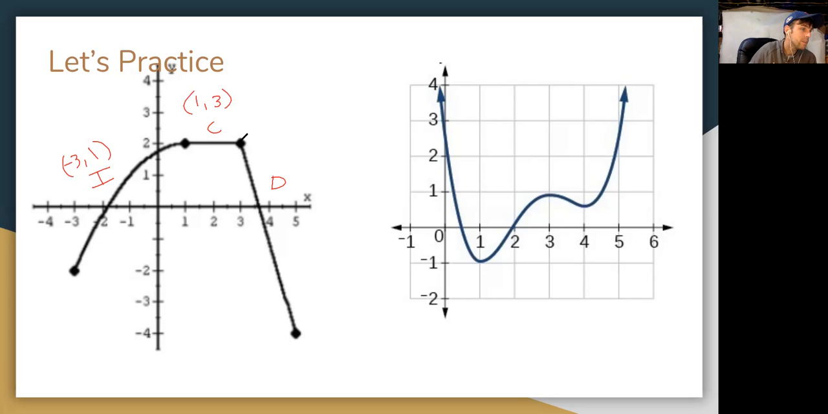And then we start decreasing. So at 3, we're decreasing until 5. 5 is when it stops again. So those should be our intervals for that one. Now this was a piecewise function. This one is a more standard smooth curve graph.